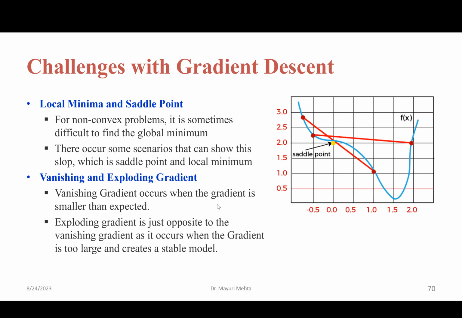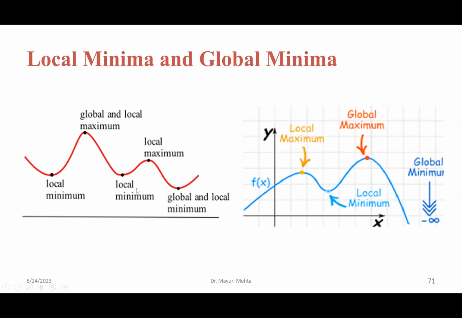For convex problems, gradient descent can find the global minimum easily. For convex problems, of course, it is very easy to find the global minimum. While for non-convex problems, it is sometimes difficult to find the global minimum, where machine learning models achieve the best results. I think I added that slide at the end, but I should show you global and local minima first. Then I'll talk about the global minima.